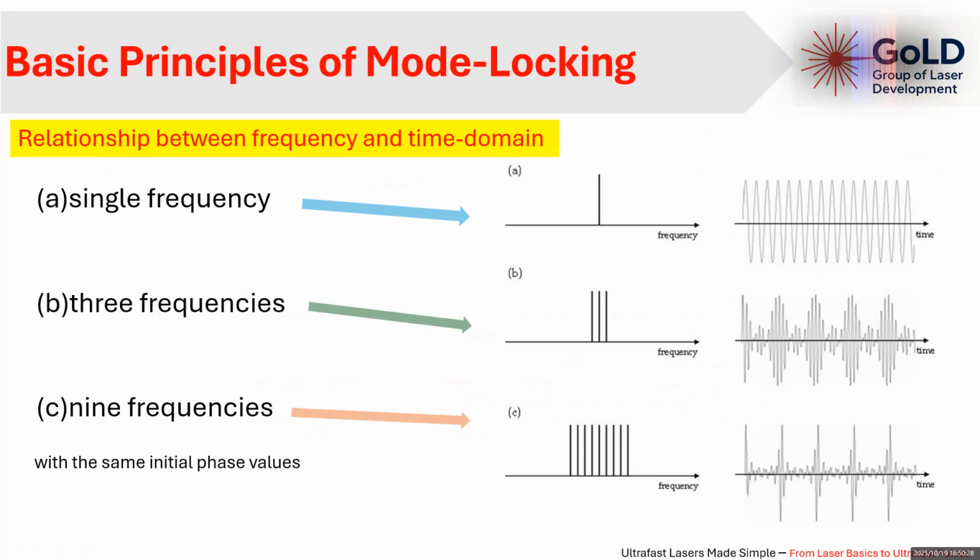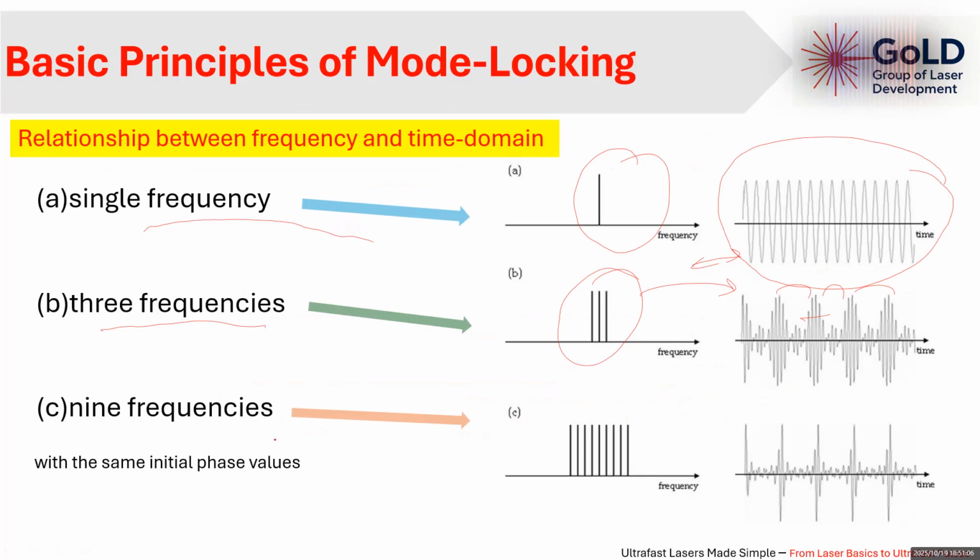Try to make you understand more: if you have a single frequency, a single mode, this is your time domain. This is a single mode, there is no pulse actually, it's a continuous wave. And if you have three frequencies, three modes like this, then in the temporal domain you can see like this. These are pulses, but maybe not very short pulses.